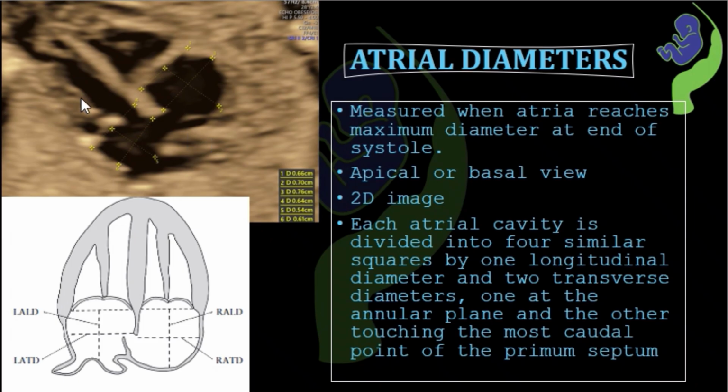The first step would be to draw a transverse line along the annulus, which will be slightly above the closure of the valve. And from there, draw a line at the midpoint to the most posterior part of the atrium. You should not include the pulmonary veins. It should be at the most posterior part of the atrium. The transverse line should be along the midpoint of this longitudinal line, from the inner aspect of the outer atrial wall to the inner side of the most superior point of the atrial septum.